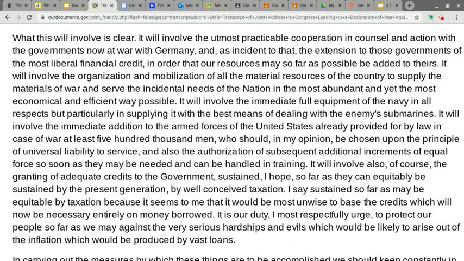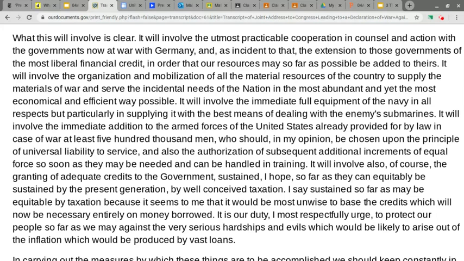When he says, and also the authorization of subsequent additional increments of equal force, that's a mouthful. He's basically saying, I want to be authorized to do other stuff I might need to do. As long as we can train our soldiers to do it, we need to train them to do whatever.